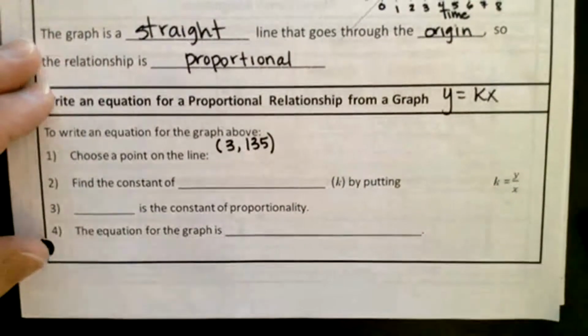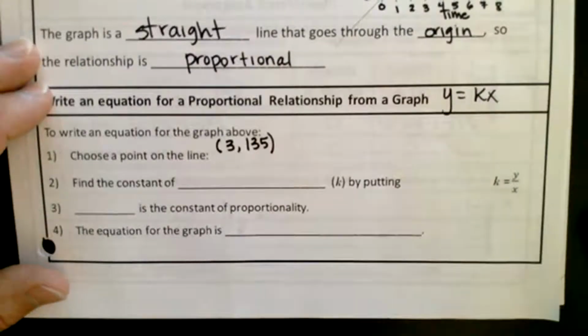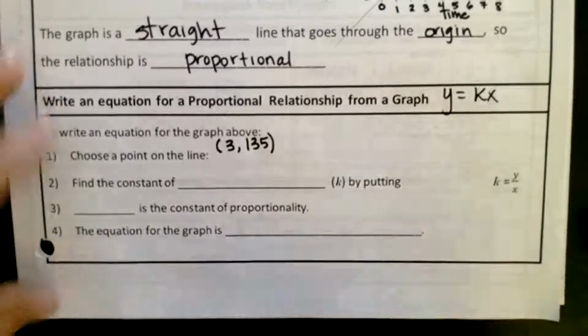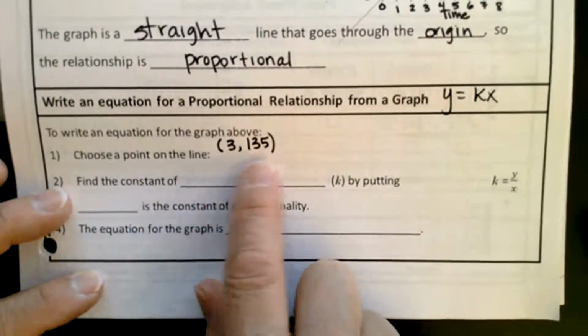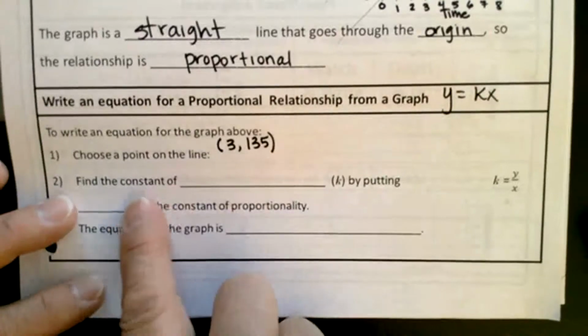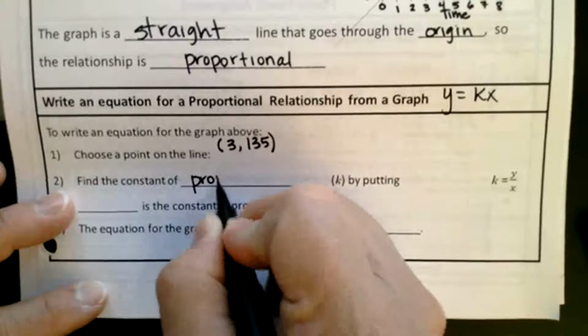Choose one point. This works if the graph is a proportional relationship. If it's not a proportional relationship, this won't work. So it has to be a straight line that goes through the origin. Then you can find the equation, okay? So I picked one point, x is 3, y is 135. Then I'm going to find the constant of proportionality.